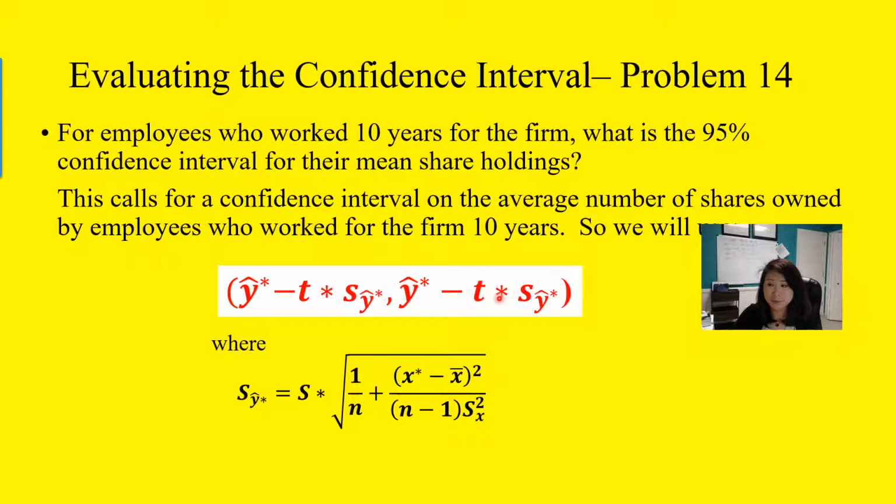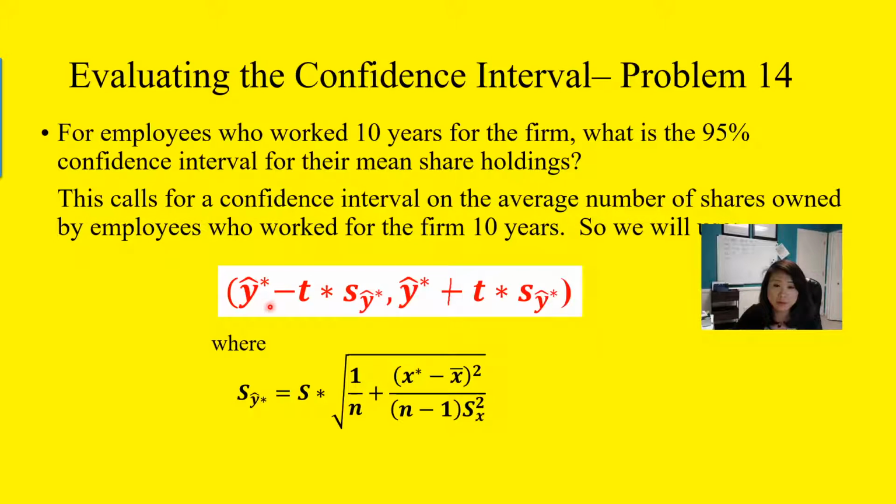I will fix this typo here. So here should be plus. Let me just do it here. So here should be plus. We are using the same case. We look at this worker who worked for the firm for 10 years. Instead of calculating a point estimation, we look at the 95% confidence interval for their mean shareholding. So we are predicting the range for the mean value. That's why we're using the confidence interval formula to do the calculation.